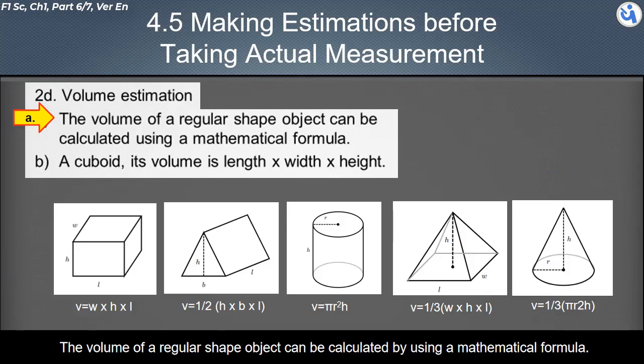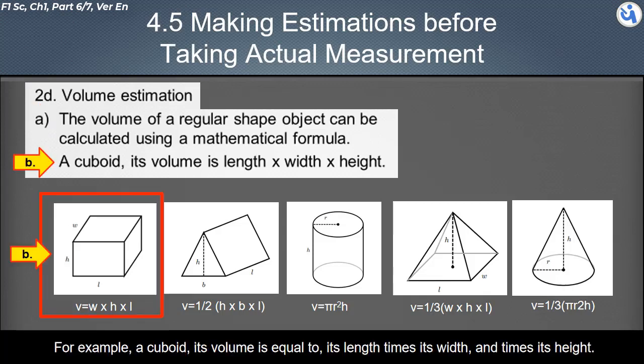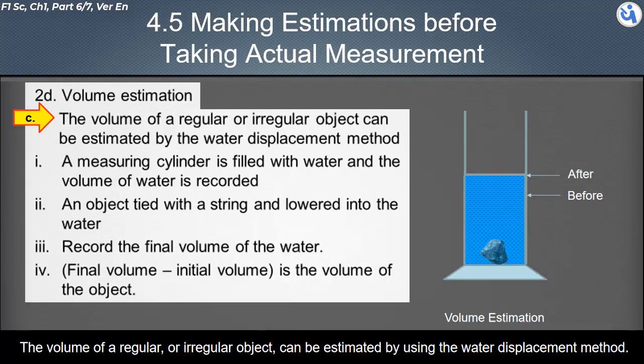This is about the volume estimation. The volume of a regular shape object can be calculated using a mathematical formula. For example, for a cuboid, its volume is equal to its length times its width, times its height. The volume of a regular or irregular object can be estimated by using the water displacement method.